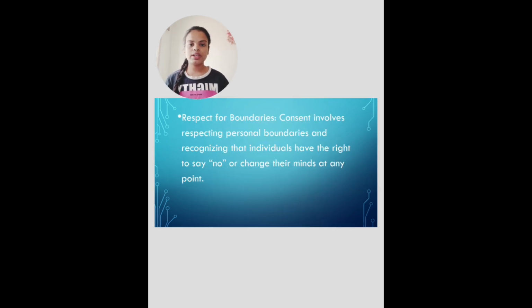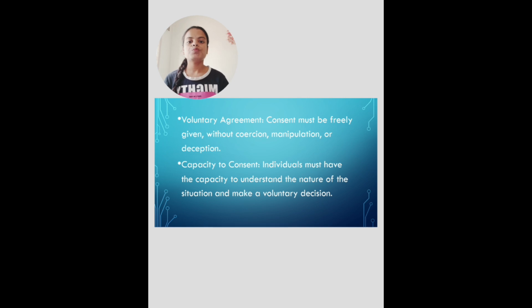Respect for boundaries. Consent involves respecting personal boundaries and recognizing that individuals have a right to say no or change their minds at any point. So this is respect for the boundaries. Let's come to the third point.